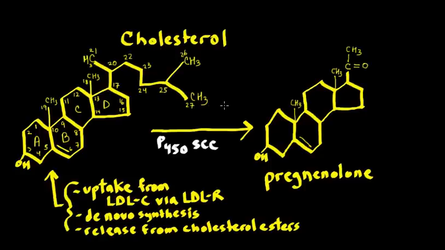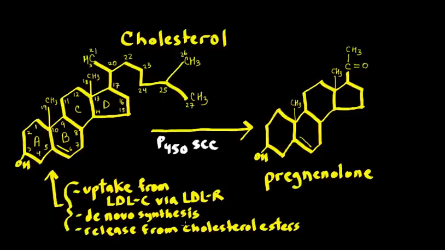Okay? Now, where does this cholesterol come from? Well, there's lots of different ways that the steroidogenic cells can get cholesterol. A major one is uptake from LDL cholesterol via the LDL receptor. Recall that the LDL receptor engages the LDL that contains the cholesterol esters and undergoes receptor-mediated endocytosis, taking the cholesterol into the cell. Okay, and then now the cell can use the cholesterol for steroid hormone synthesis.